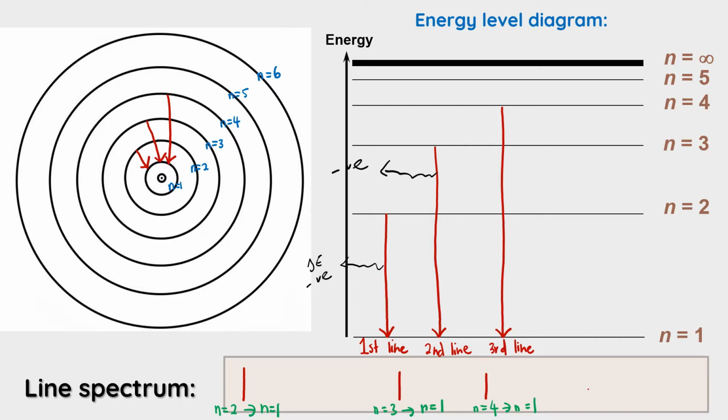And maybe we can have the last example, the electronic transition from n=5 to n=1. In our energy level diagram, you have to draw this arrow showing the electronic transition from n=5 to n=1, and this will be the fourth line in the transition, and it will appear as this single line in the spectrum, showing that this line is from n=5 to n=1.